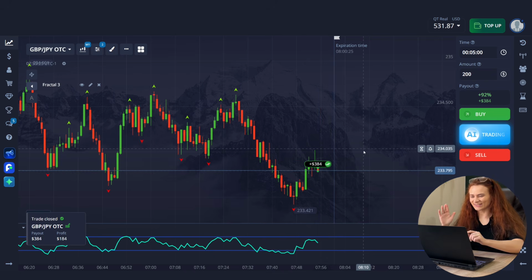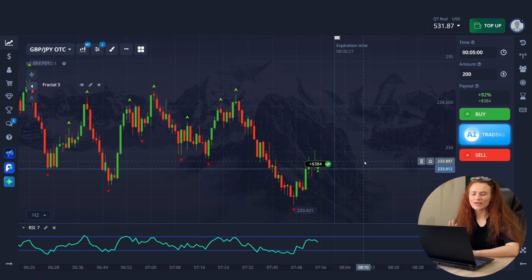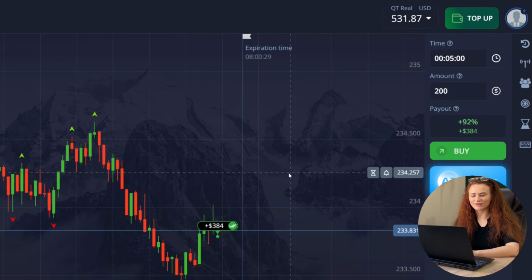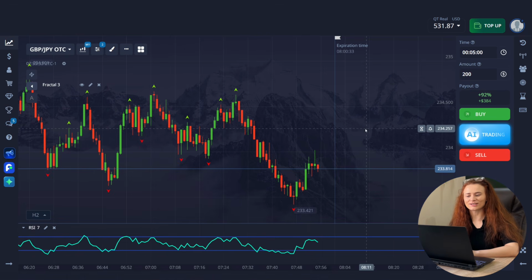And yes, guys, the last trade is in profit too. So now my balance grew to $531. 4 trades, 1 deliberately losing, and still the final result is more than 5 times the starting amount. That's what trading by the rules looks like.